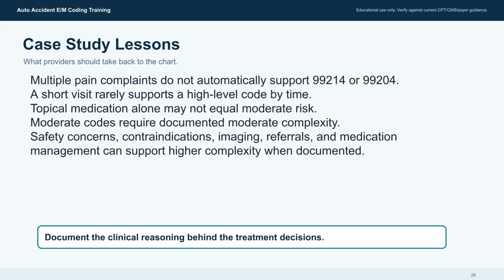A patient can have pain in several areas and still be low complexity if the conditions are uncomplicated and the plan is conservative. On the other hand, a patient with comorbidities, medication risks, worsening neurological symptoms, imaging orders, referrals, and treatment changes may support moderate complexity. The provider's job is not only to treat the patient, but also to document the clinical reasoning behind the treatment decisions. That is what supports accurate coding.